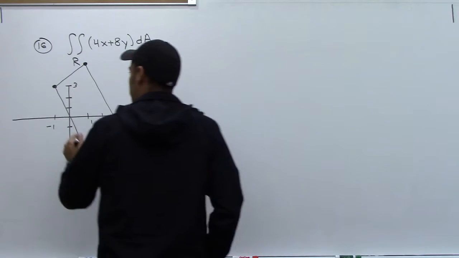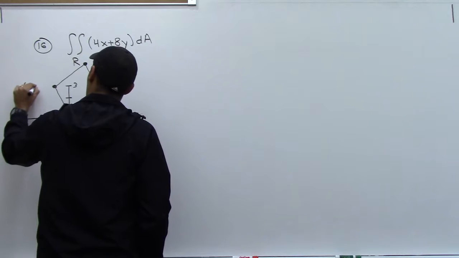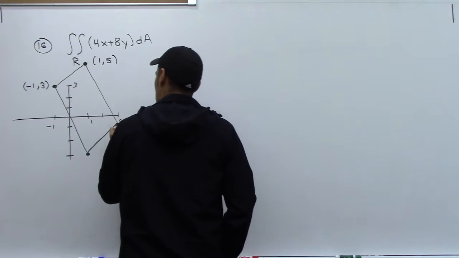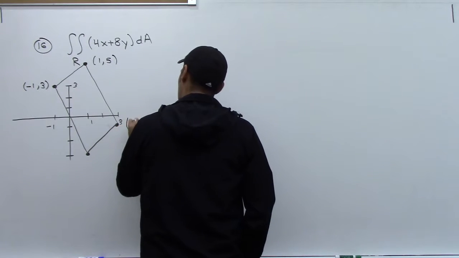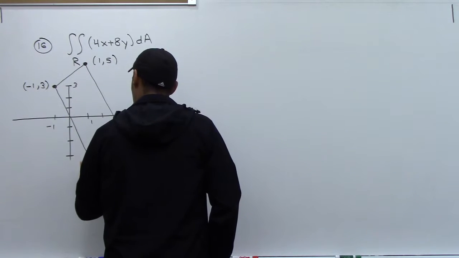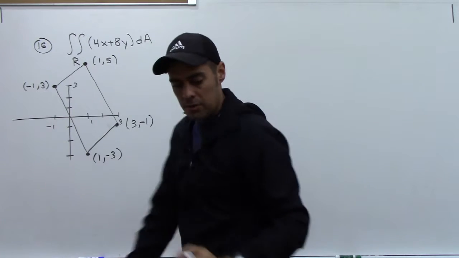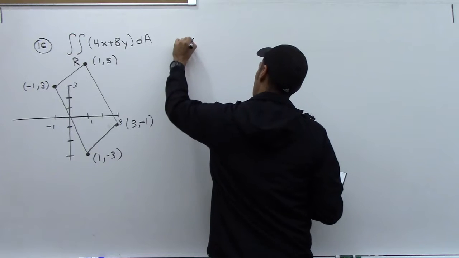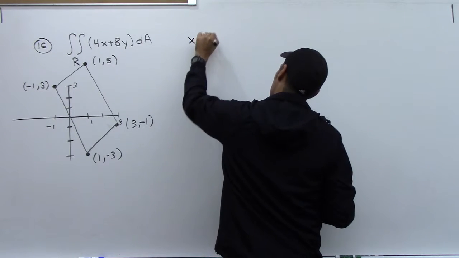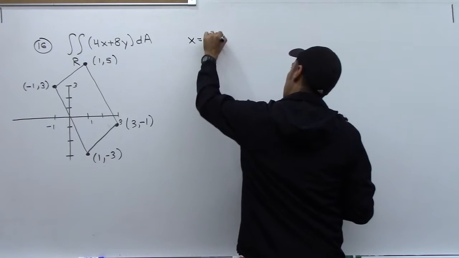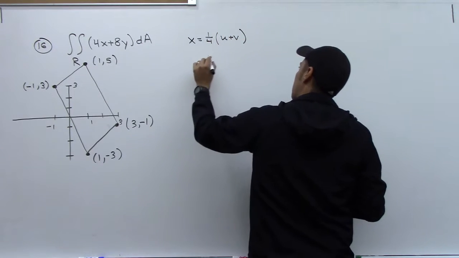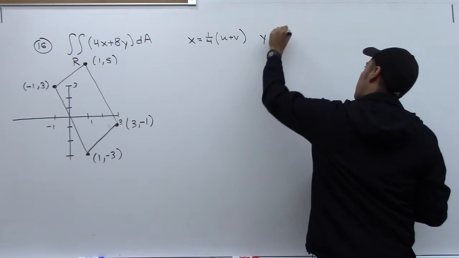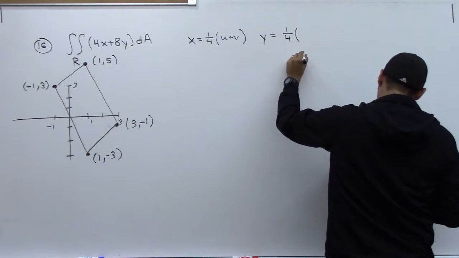So I'm going to write down what these coordinates are. Negative 1, 3, 1, 5, 3, negative 1, and 1, negative 3. Oh, also, they give you the transformation. The transformation we're going to use is x is equal to 1/4 u plus v, and y is equal to 1/4 v minus 3u.